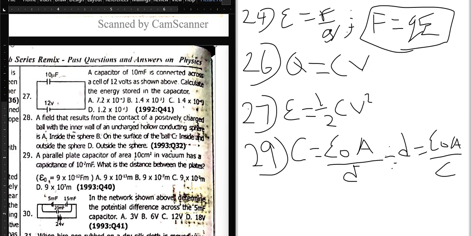So to find your distance, you multiply your epsilon naught, which is 9 times 10 raised to the power minus 12, and your area is 10 cm. But you're going to change that area to meters. When you finish changing your cm to meters, you multiply by your epsilon naught, which is 9 times 10 raised to the power minus 12. Then you divide it by your capacitance of 10 raised to the power of minus 2. That's what you divide it by. Okay.